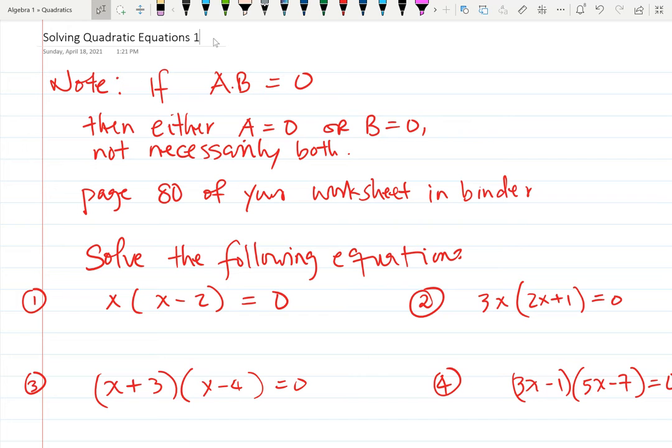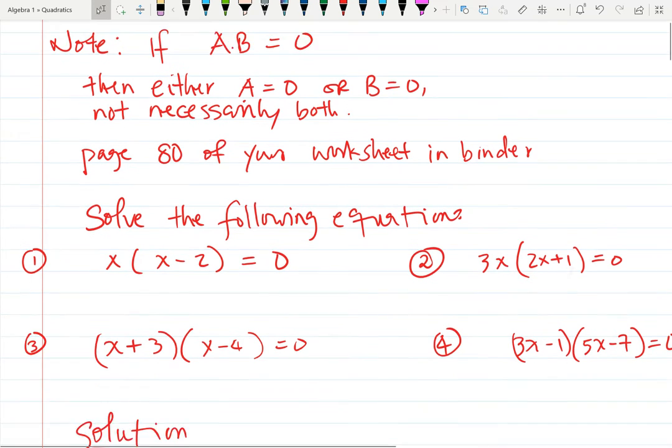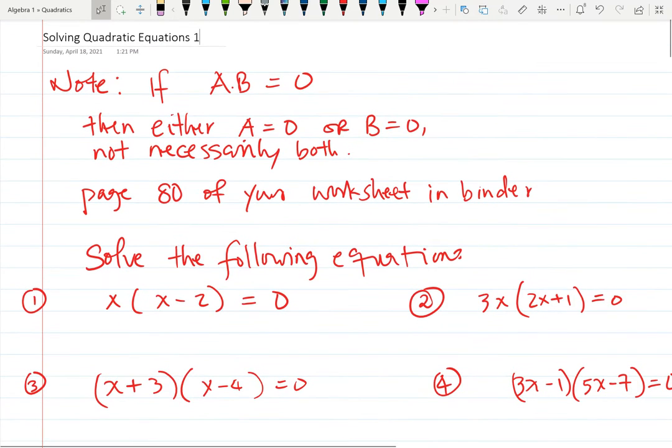All right, in this video we're going to learn to solve quadratic equations. Now, if two quantities are multiplying and the result is 0, if A times B equals 0, then either A equals 0 or B equals 0, not necessarily both.